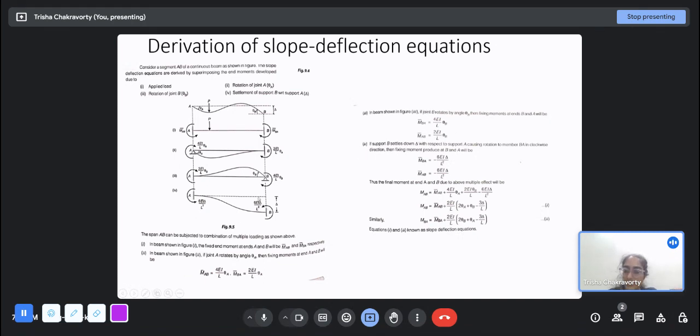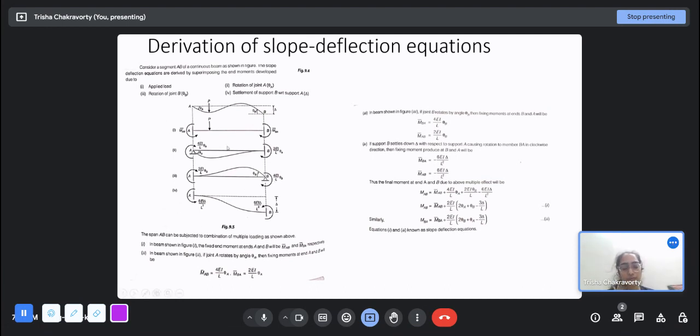And if the support B settles by delta relative to A, then the member is rotating in the clockwise direction like this. So the fixed end moments produced at B will be MBA is minus 6 EI delta by L square and MAB is minus 6 EI delta by L square. That's the final moment at ends A and B due to all the above. We are using the principle of linear superposition.